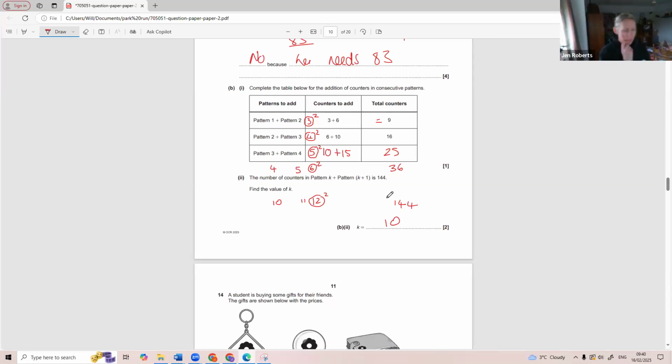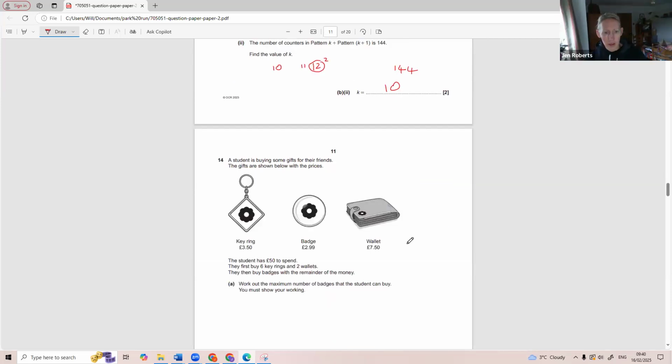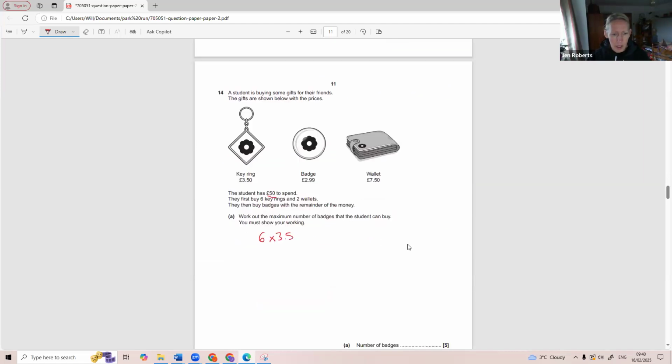Okay, next question. £50 to spend, 6 key rings. So 6 times £3.50. So you could do this in a number of different ways. I'm going to do 35 times 6, and then I'm going to put my decimal point back in. 6 times 5 is 30. 3 times 6 is 18. 90, 20, 21. Decimal point would go there, so £21. You might have worked it out slightly differently.